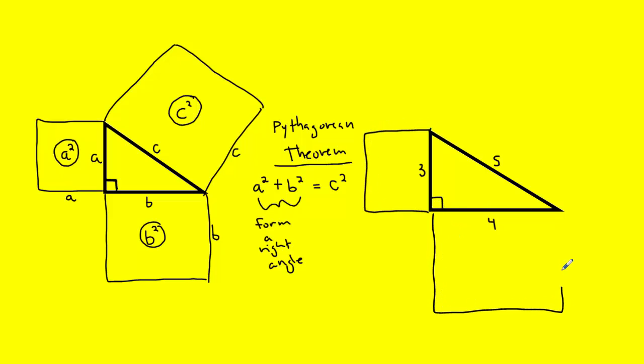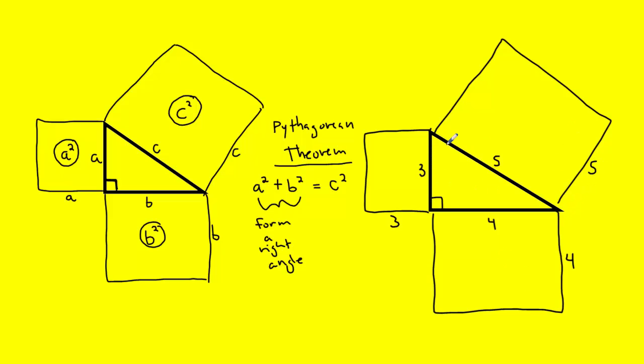So here are all my squares. Remember, this is a square and this is side length 3. That means the length of this side is also 3. If this is length 4, that means this has a length of 4. And if this is 5 and this is a square, that means this has to be 5 as well.